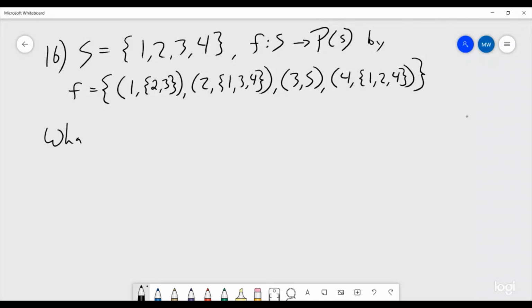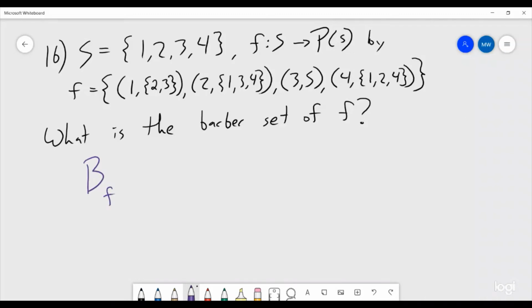What is the Barber set? Can you explain to me what a Barber set is? Yeah. So the Barber set of a function f is the set of elements in our set S such that x is not in f of x.